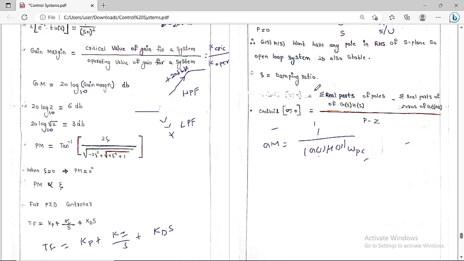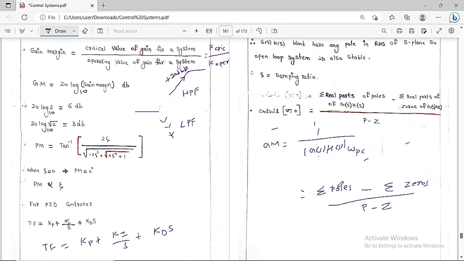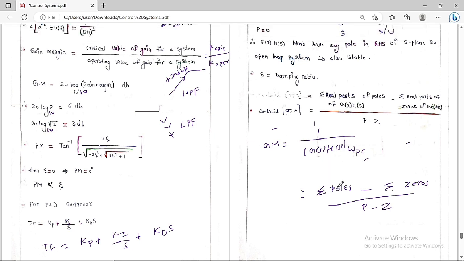Either you can write alpha as the summation of the poles minus the summation of the zeros, divided by the number of open loop poles minus the number of open loop zeros. You can write it like this, right? Because in the summation, if you have conjugate poles, plus j and minus j, they are going to get cancelled. So the same thing we are going to get again. Even in this method, the conjugate poles and conjugate zeros are going to get cancelled, because plus j2 and minus j2 cancel.